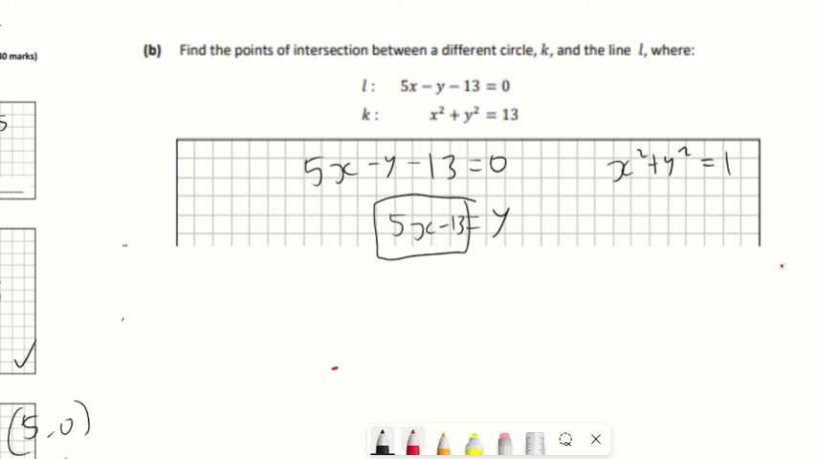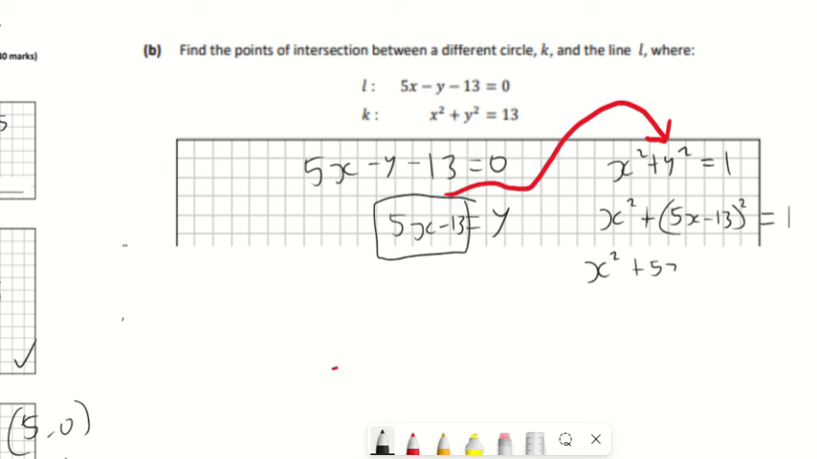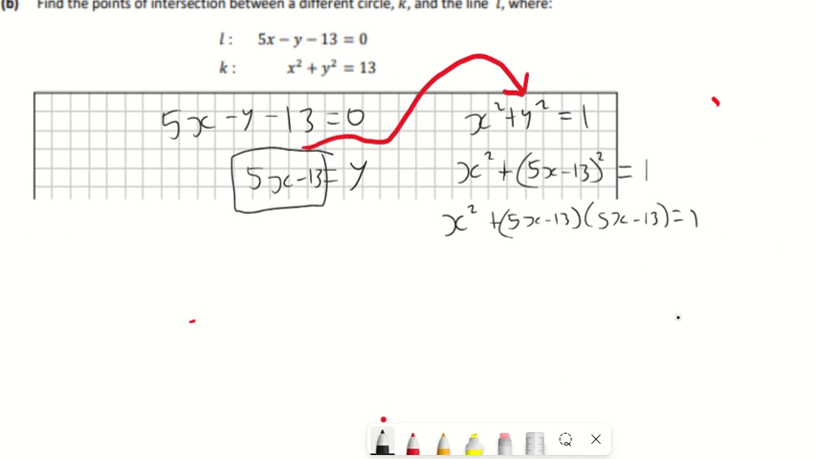So I'm going to take that and put it in instead of the y over here. So I'm going to have x squared plus, and then I'm putting it all in, so (5x minus 13) all squared is equal to 1. And then I'm going to work from here, so I'm going to expand out the bracket. So x squared plus (5x minus 13)(5x minus 13) is equal to 1. So just writing it out twice because it's squared.